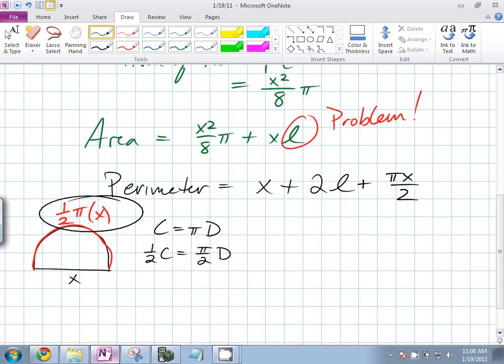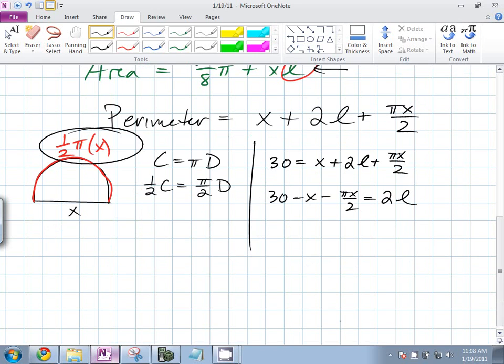So we know the perimeter is x plus 2L plus pi x over 2. But what is the perimeter? It tells us. What is it? So we know that 30 is equal to x plus 2L plus pi x over 2. We now have a relationship between x and L. We want to make L in terms of x, so what should we isolate? L. 30 minus x minus pi x over 2 is equal to 2L. Divide by 2, and what do you get?